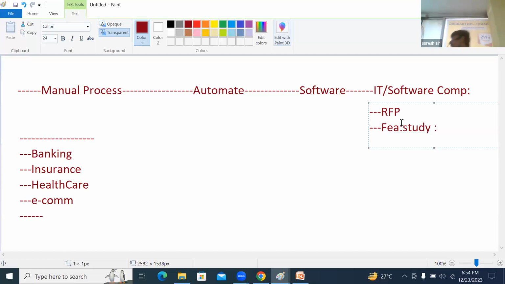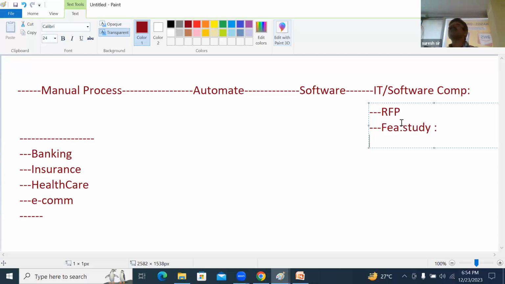What is it? Feasibility. General meaning? Sometimes we use it: do we have any feasibility, or is there any feasibility? Possibility. What are the possibilities to develop that software? You are given the RFP document, all the requirements are there, all your manual processes are provided.